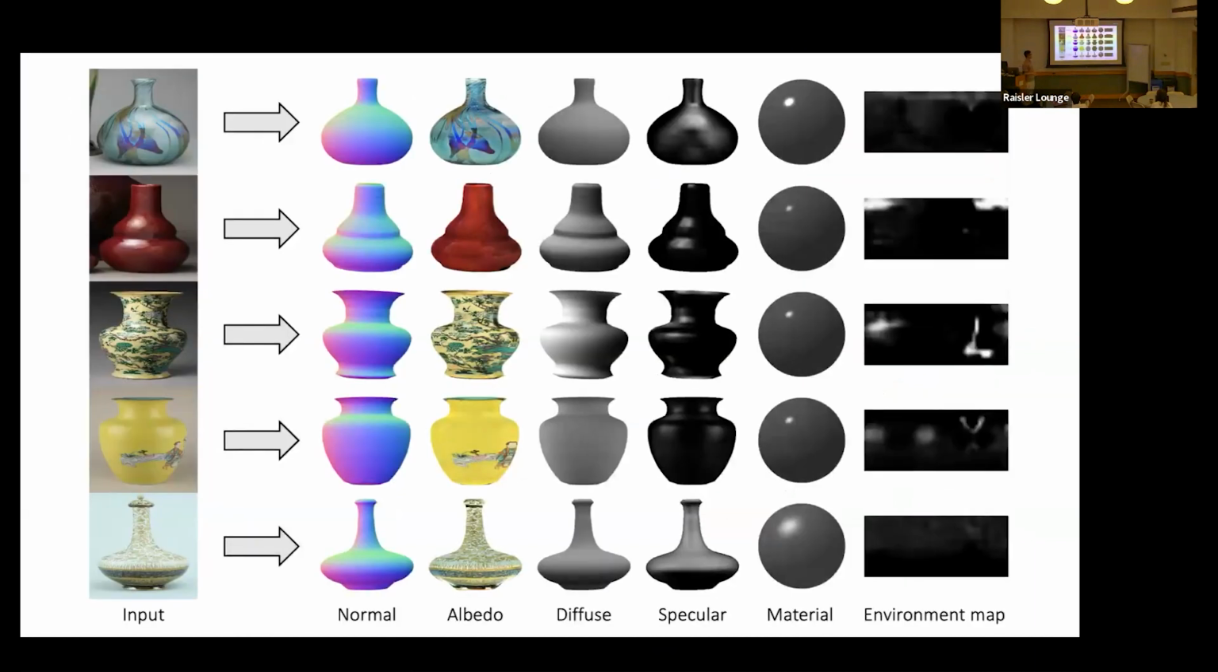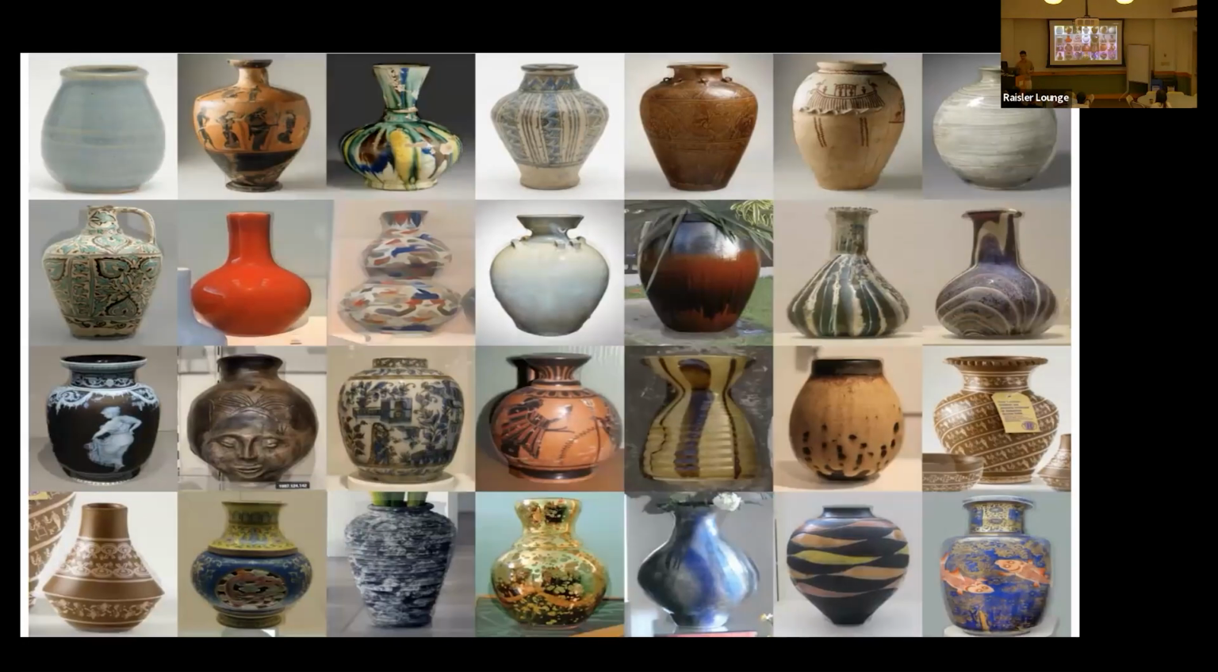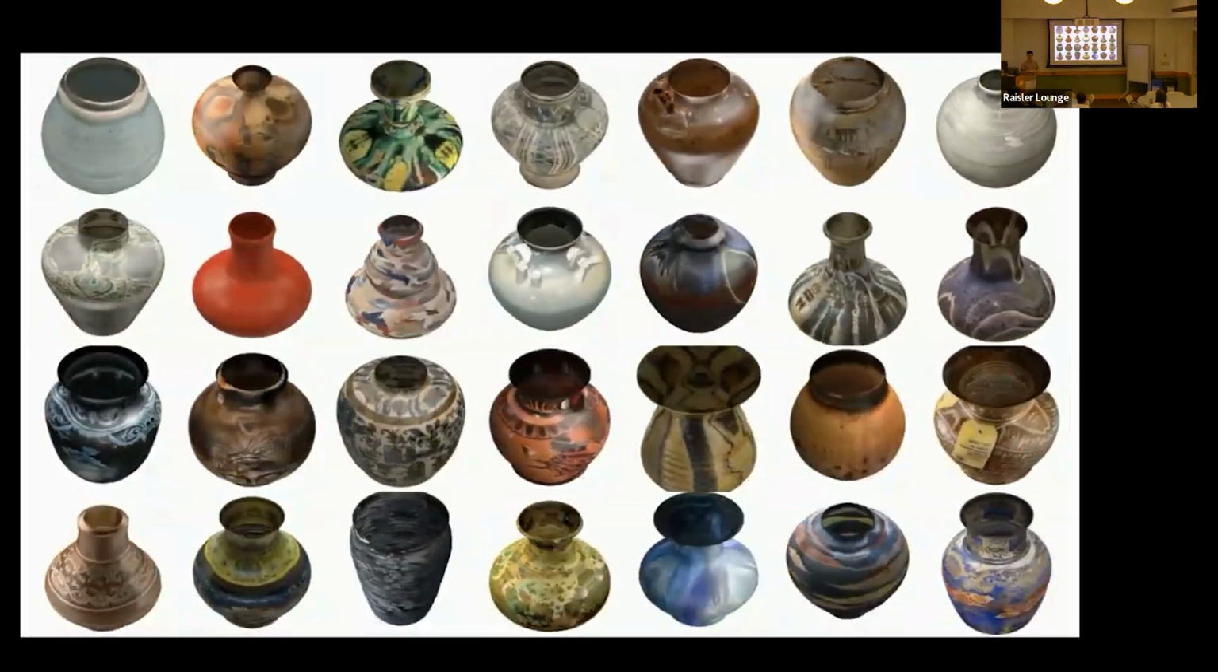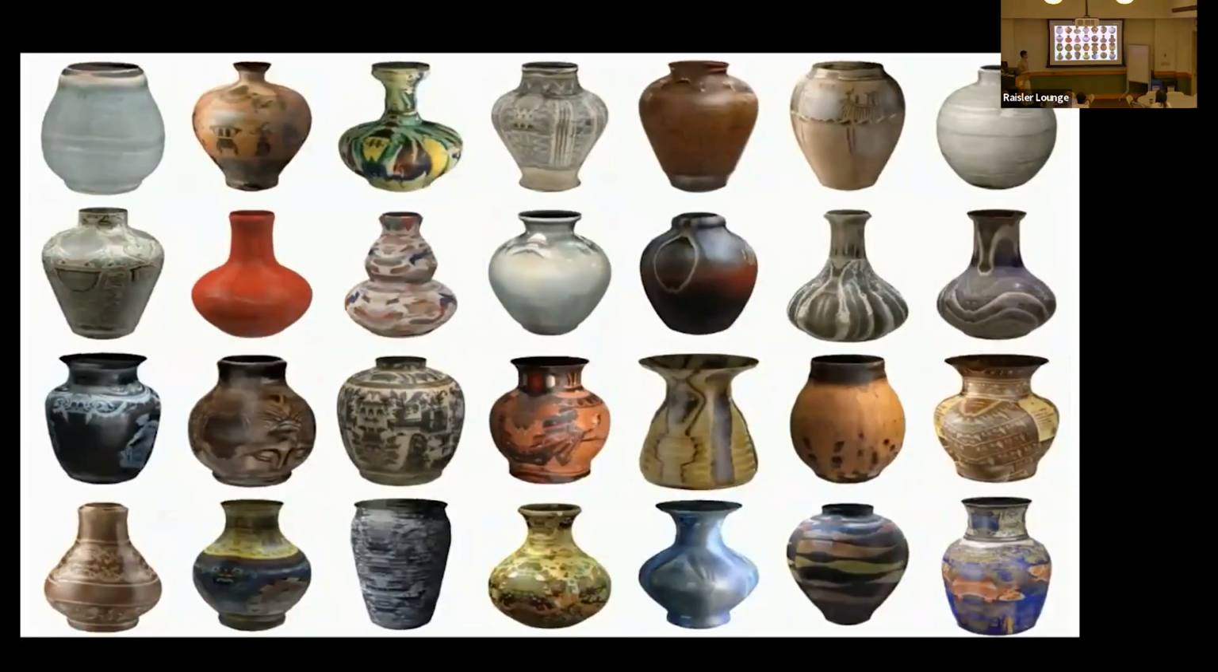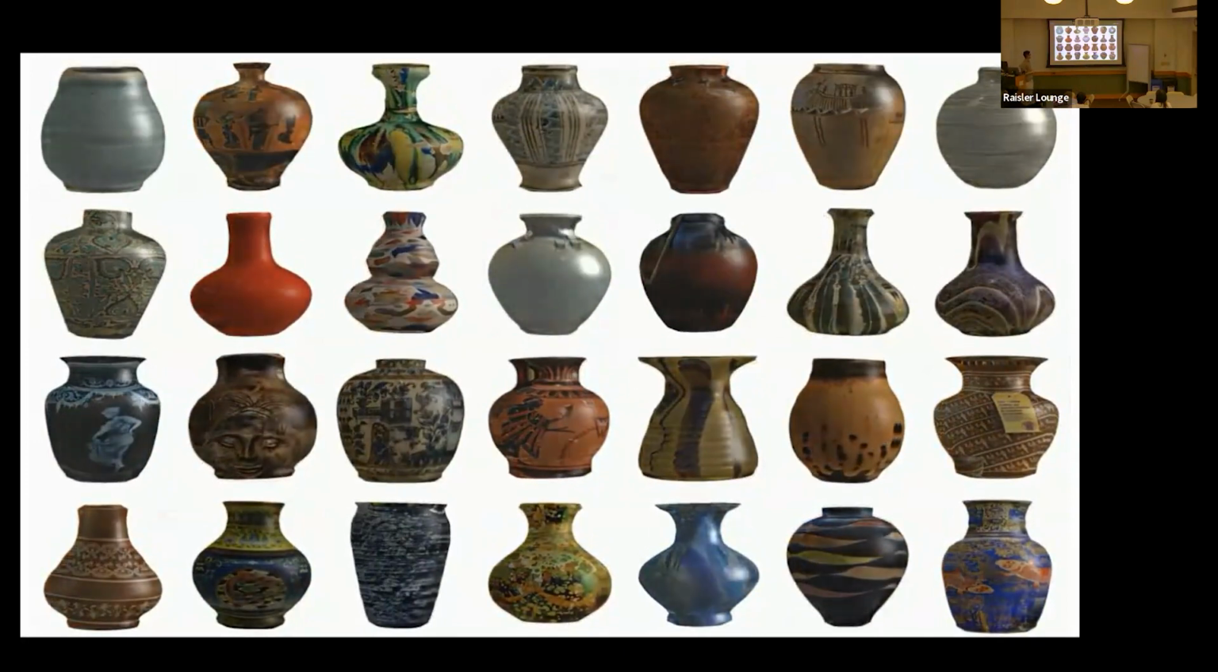I'm not going to go through the technical details, but just to show some results, at training time you only see single view images as well. But the model learns to decompose the albedo and shading of these vases. And at test time, given one single image, it predicts all these intrinsic components. And here are some animations of the 3D renderings that you can generate, as well as relighting results from these vases.